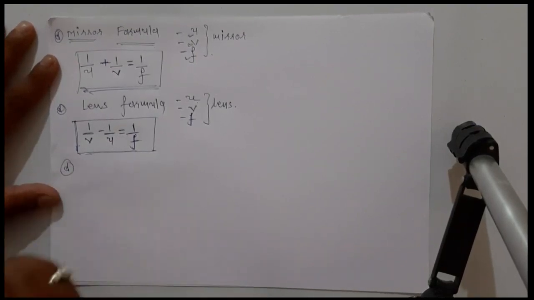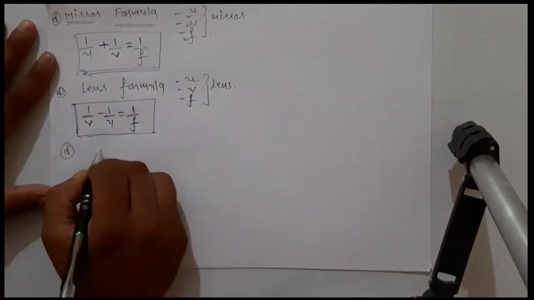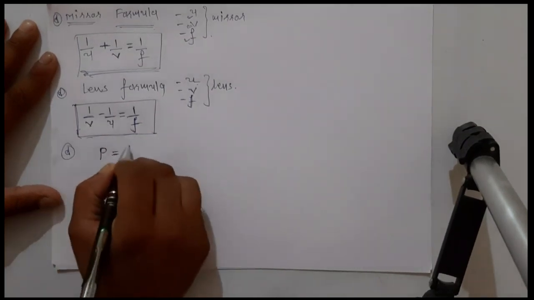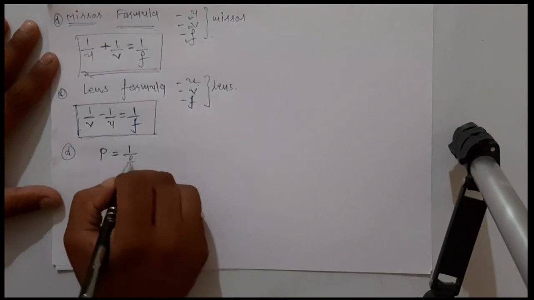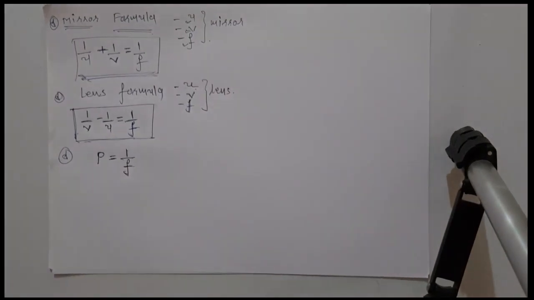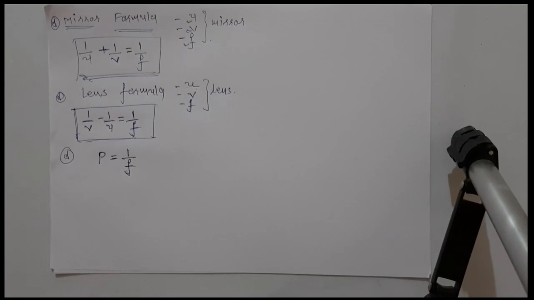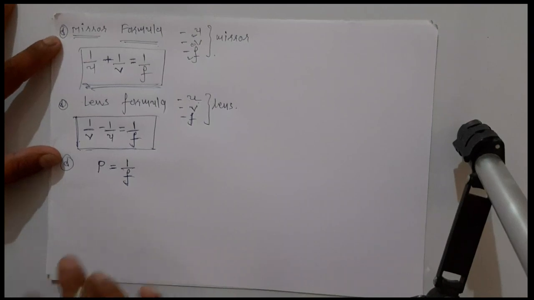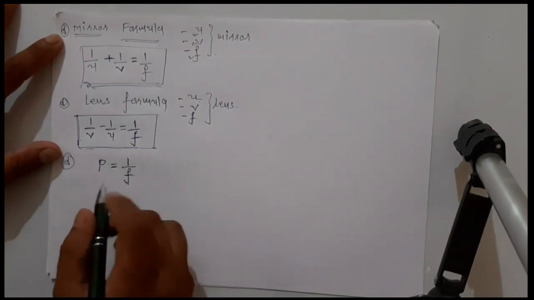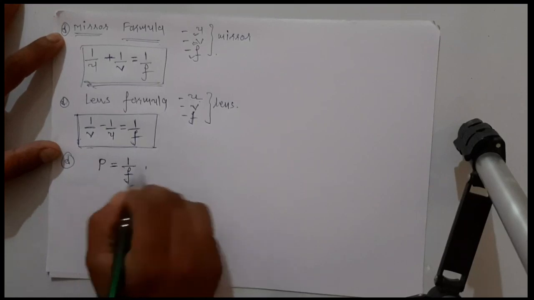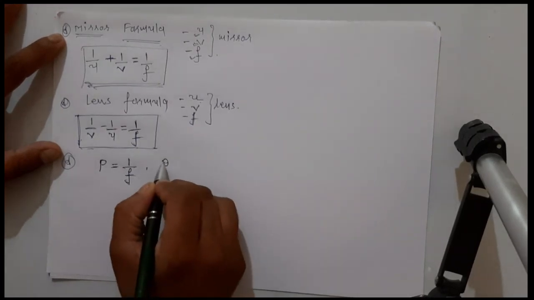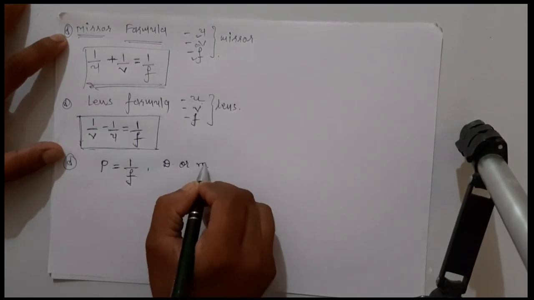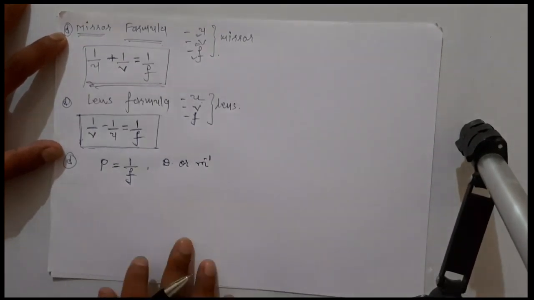Another important thing for sums is the power of lens, P. P will be equal to 1 upon f. So this is also an important formula for doing calculations of this particular chapter. If any numerical is asked, the unit of power will be diopter or meter inverse.